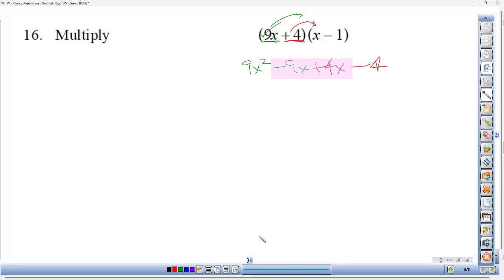And like usual on a lot of these problems, we end up with a pair of like terms in the middle, and we're just going to combine them. So this comes out to be 9x squared and the minus 4. But what would negative 9x and 4x add up to?